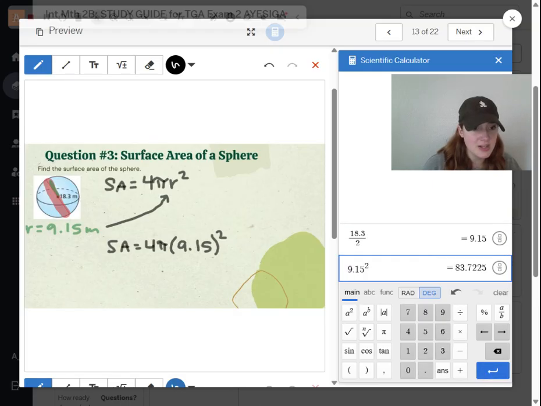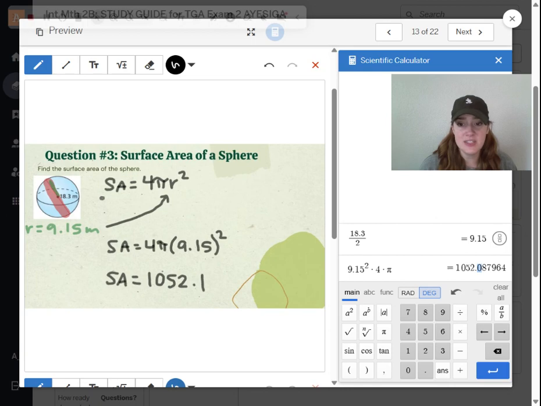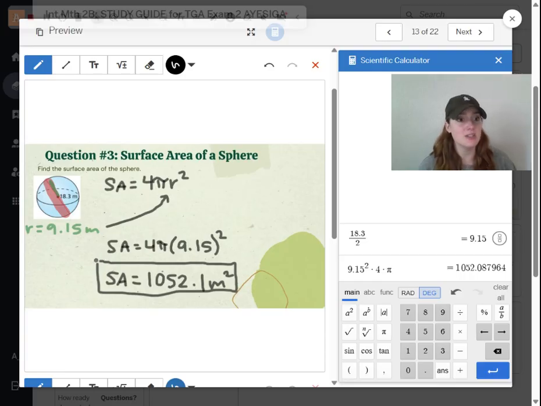9.15 squared is going to be that amount, all right? And we're going to multiply that by 4 and also by pi. And we will get the surface area is equal to 1052.1, rounding to the nearest 10th place. Again, it didn't tell us where to round to, so I'm just going to say the 10th. And this is units squared, so meters squared. Again, surface area, units are always squared, always squared.